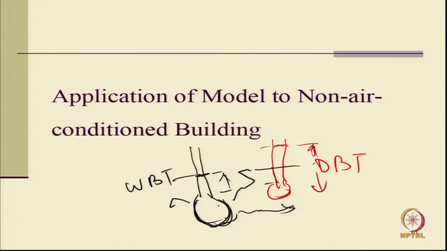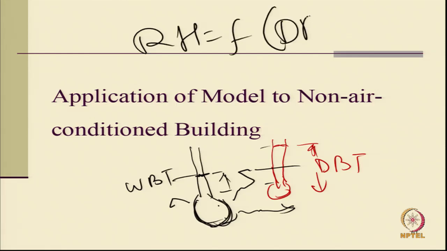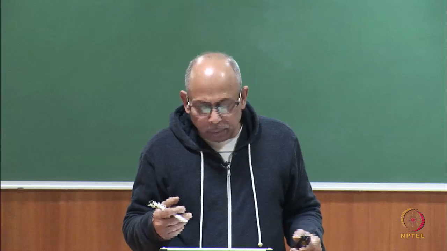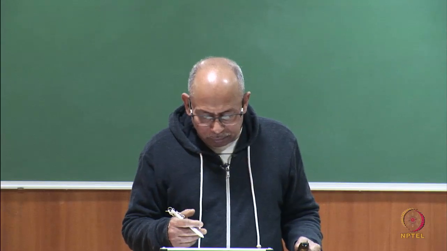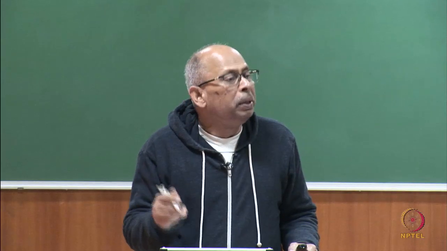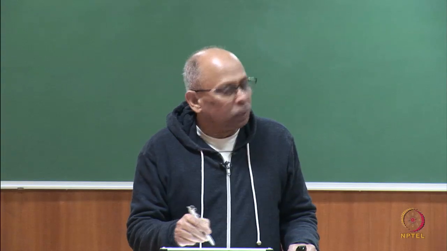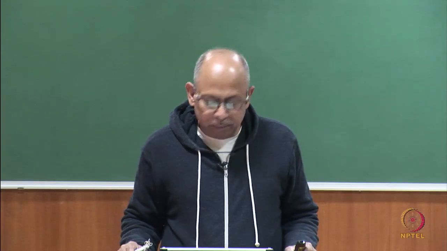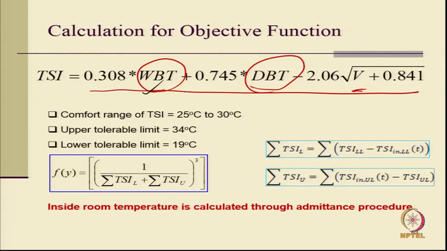So, relative humidity is a function of dBT minus WBT. This we call wet bulb depression. Therefore, in this model, as you have seen, WBT is directly taken, which together with dBT is a measure of relative humidity, right? So, this is the formula. Now, this you can easily calculate.